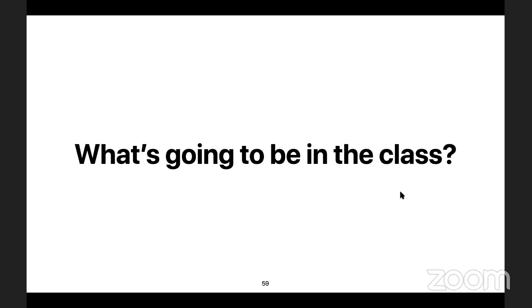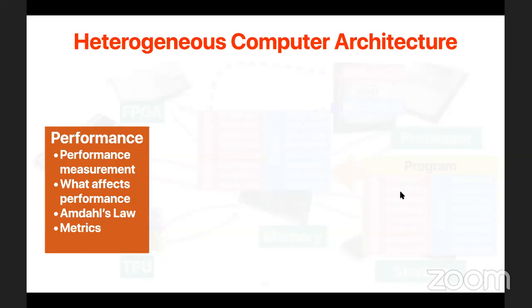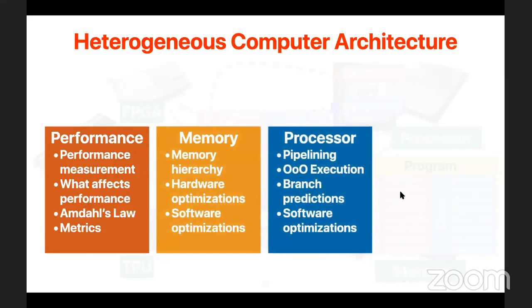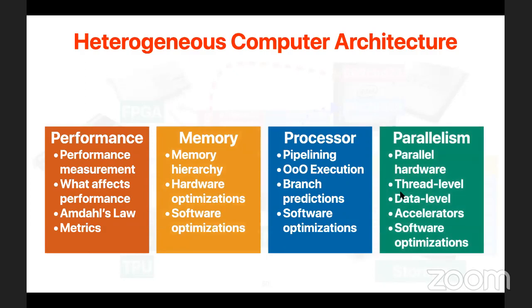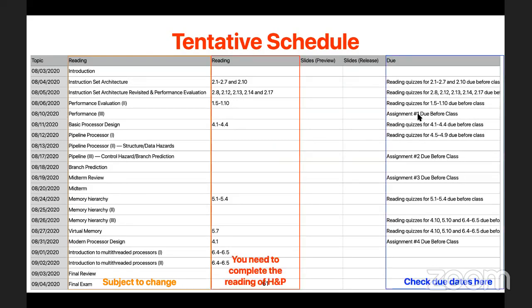And right now, I'm going to talk about what we are going to learn in this class. We said every computer is a genius, and we are going to talk about the performance issues, the memory issues, the processor, and parallelism. And as you can see here, everything has some flavor of software optimization that you can do to make things perform better. So this is the agenda that we are going to learn in this class. And this is a tentative schedule, and you can see it on the web page. Those items are subject to change, except for the examination times.